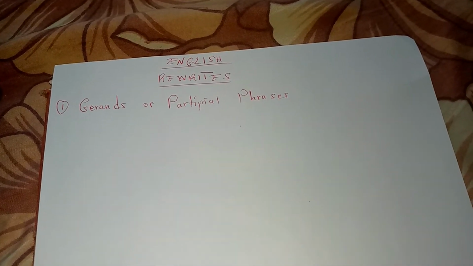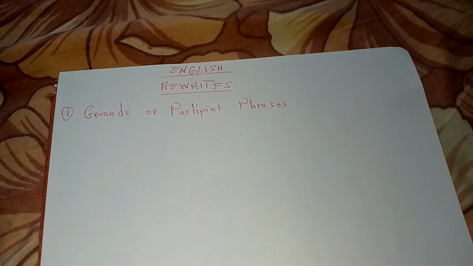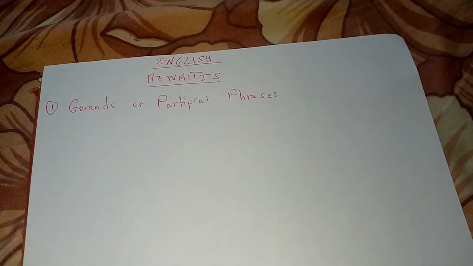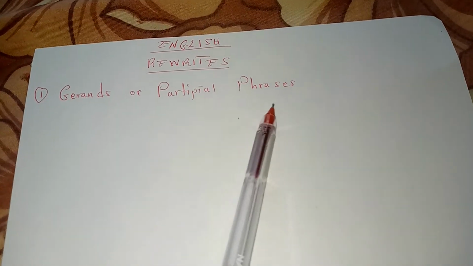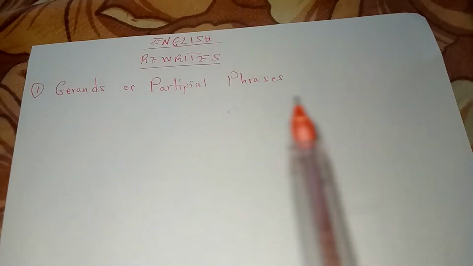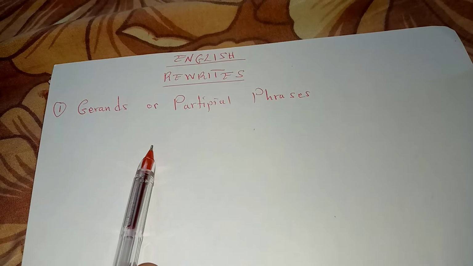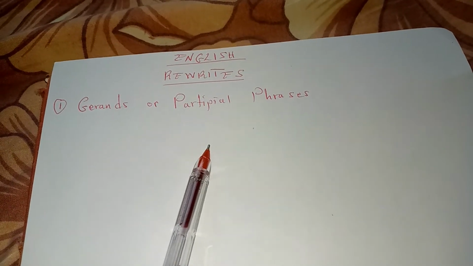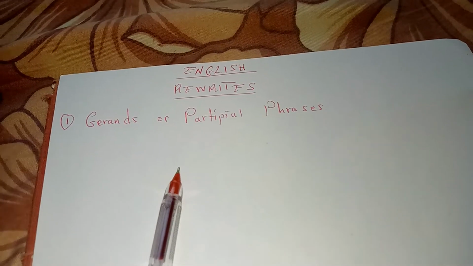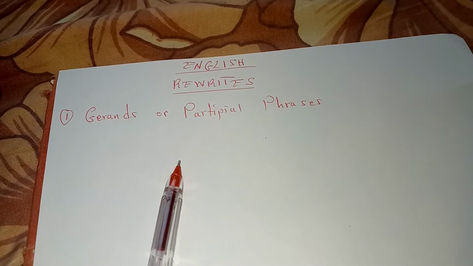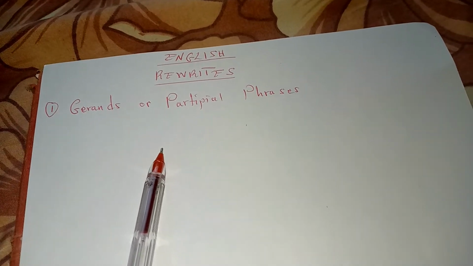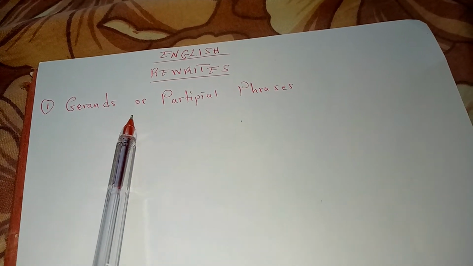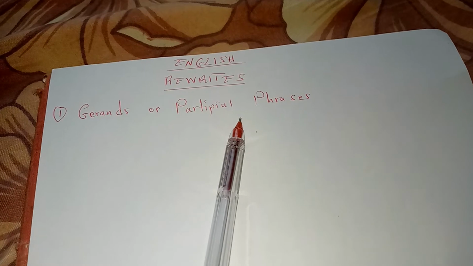In the next videos, I will also produce most of the structures that you need to know under rewrites under syllabus D. Specifically today, we'll talk about what we call gerunds or participial phrases. Referring to gerunds or participial phrases, these are just sentences that begin with words in ing.